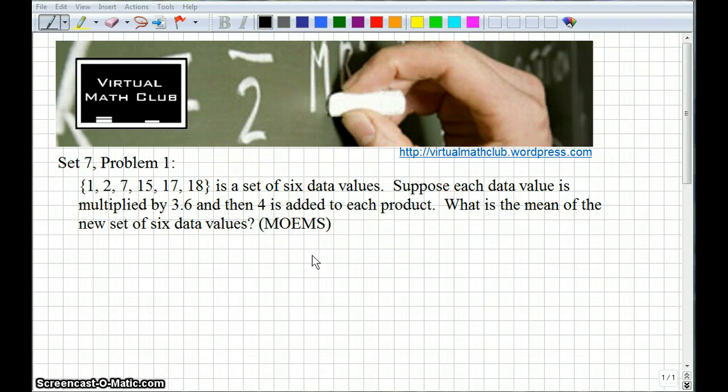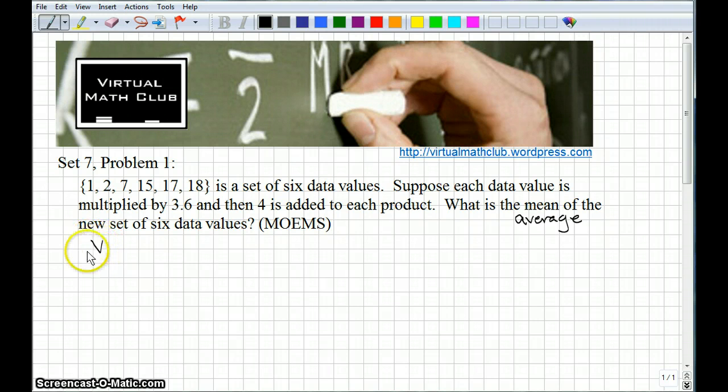Alright, in problem number 1 of set number 7, we're given a set of 6 data values: 1, 2, 7, 15, 17, and 18. And they tell us that each number in the data set is multiplied by 3.6, and then 4 is added to the product. And they're asking what is the mean, and the mean is the same as average. The arithmetic average, same thing, of the new set of 6 data values. Okay? So, you know how to find an average, I bet.